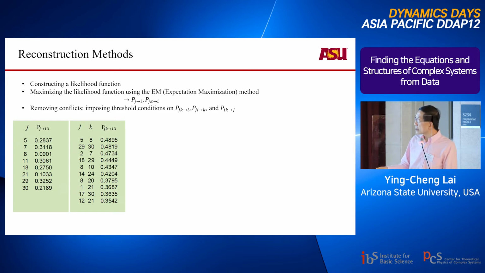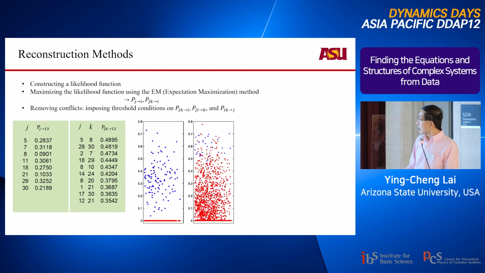So here's one example. If we are looking at just 1 simplex, we have a bunch of numbers like this for node j to node 13. j here comes from 5, 7, and so on. And now this is from jk to node 13. jk can be from those kinds of combinations. And this is the data structure we get.